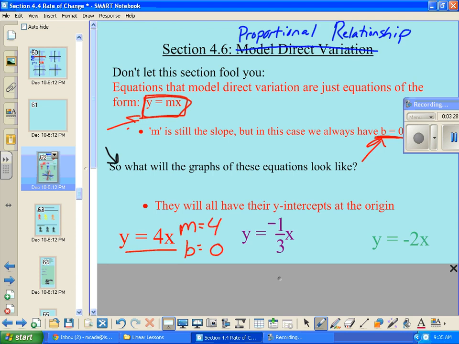If I was going to graph this, I could write it as a fraction to remind myself, but I would just go up 4 over 1. This blue one, same kind of thing. If I was going to figure out the slope and the y-intercept, the slope would be negative 1/3, and again, the y-intercept would be 0. I would start at the origin and just go down 1 and to the right 3. For the last one, the green one, I go up 2, or sorry, it's negative, so I go down 2 and to the right 1 from the origin, and that would be my graph there.